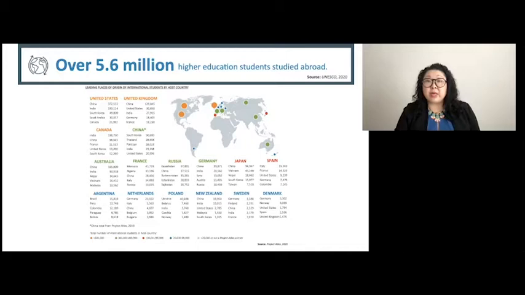We also want to note that the data from this year does not provide a full picture of student mobility in China, likely due to the COVID-19 pandemic starting at the end of 2018.